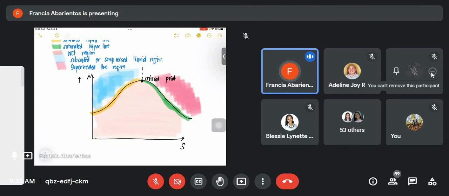Okay, so this is the TS diagram. Bakit pinapakita to ni ma'am? Because during exam, kailangan nyo palagi mag-draw ng TS and PV diagram.